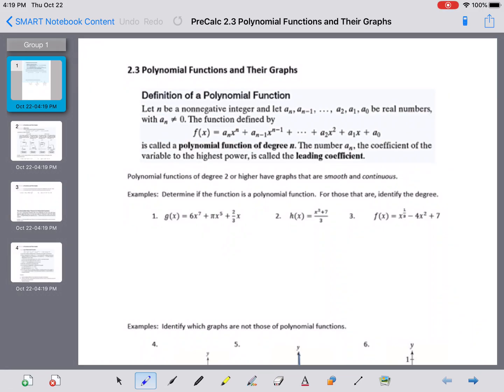2.3, polynomial functions and their graphs. So this is kind of an overview of all polynomials and how we can interpret them, different things about them.